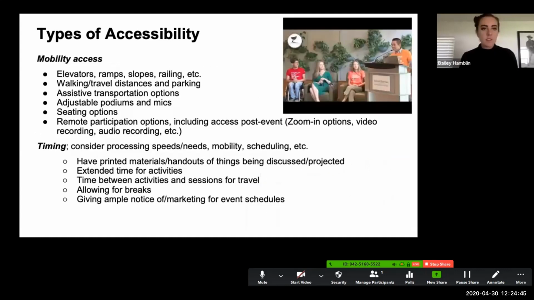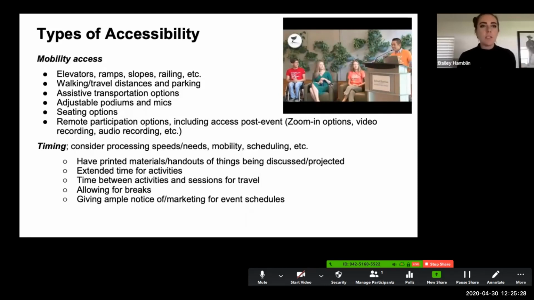Other types of accessibility, mobility accessibility can look like elevators and ramps and slopes. So making sure that whatever venue you're in is wheelchair accessible. Considering the walking and traveling distances, be it between sessions or to your initial meeting, or where is the distance between the parking and the venue that you're at. Is it walkable? One thing we did working for my last job was in commencement, we put signage out that had the distance from the parking lot, whichever parking lot you were at, to the stadium. So folks knew how long of a walk it was going to be.